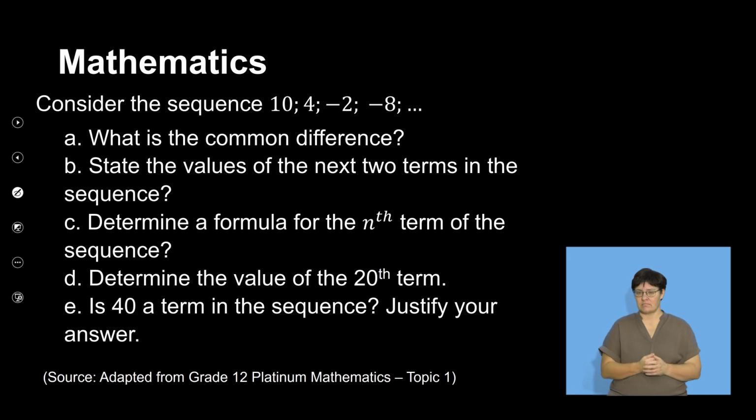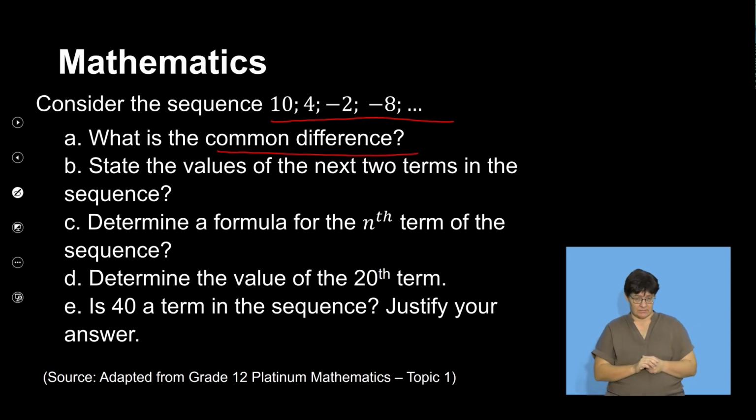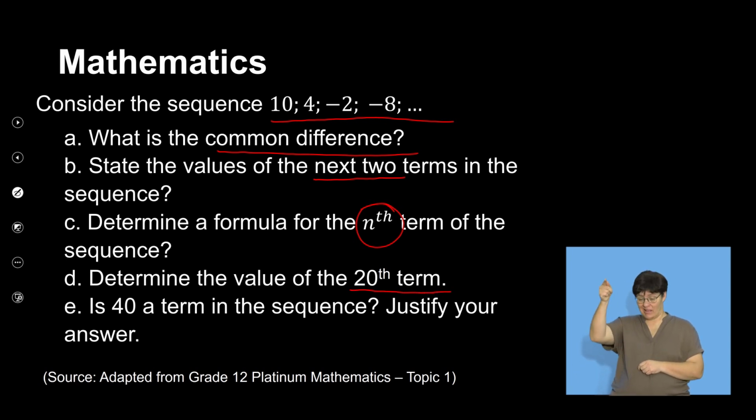So we are asked to consider the sequence 10, 4, -2, -8. We've been asked a few questions on this sequence, so let's have a read through them. Firstly, we've been asked what is the common difference. We are then asked to state the values of the next 2 terms in the sequence. C is asking me to determine a formula for the nth term of the sequence. D is asking me to determine the value of the 20th term. And E is asking if 40 is a term in the sequence, and we're going to justify why it is or why it is not.